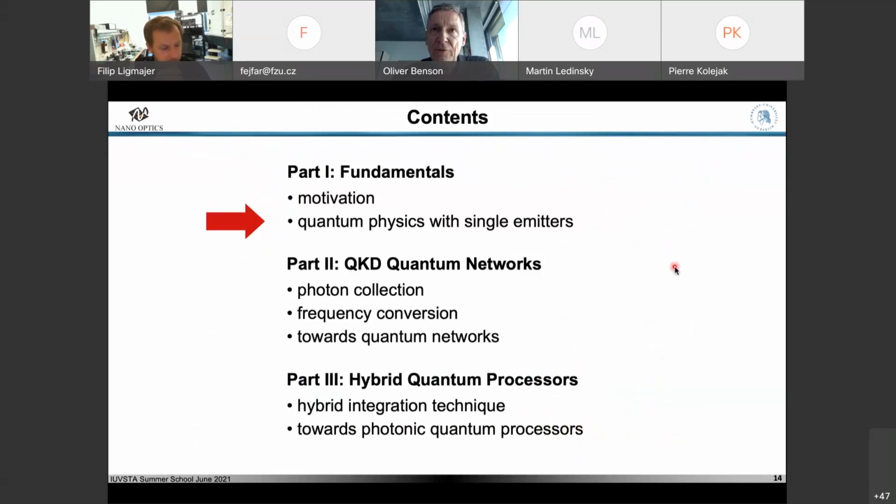Yeah, a few physical effects. So what can you do with these individual quantum emitters once you have them? I will give about 3 examples of some basic effects. And in part 2, I will show how we can connect them and use them in quantum networks or later in hybrid quantum processors.